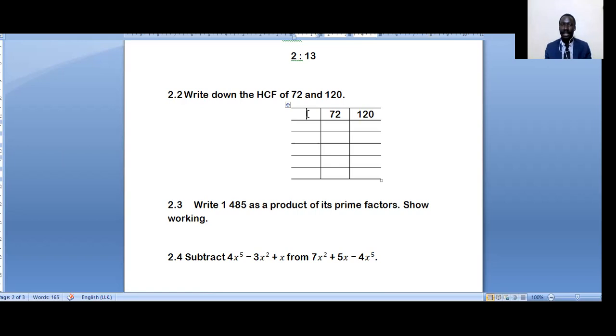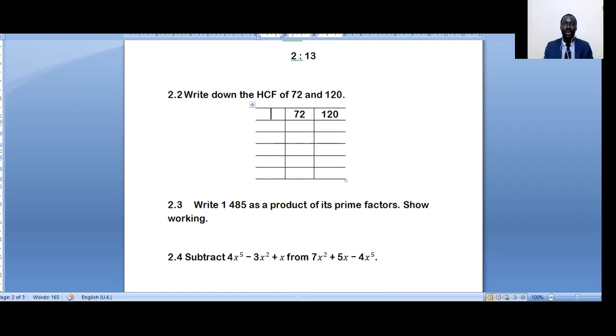And the other thing is, this number that we are talking about must be the highest number, because there are obviously many numbers that we can use. So let's check with 2. Can 2 divide 72? Yes, 2 can divide 72 and we get 36. Can 2 divide 120? Yes, 2 can divide 120 and we get 60. So you see, 2 is a factor of 72 and 120.